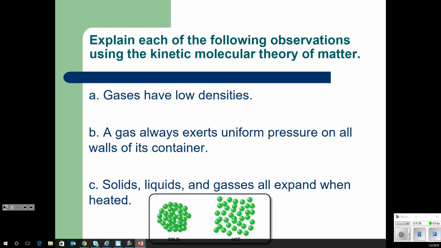Okay, a gas always exerts uniform pressure on all the walls of its container. Which of the 5? Constant random straight line motion. So you've got to think of it, if I had a tennis ball in here and I threw it at that wall, it would have the same energy coming off, so it would also be elastic, right? Collisions are elastic. Same energy coming off, it would hit another wall and keep going back and forth and back and forth. So that's how the pressure would be uniform, okay?